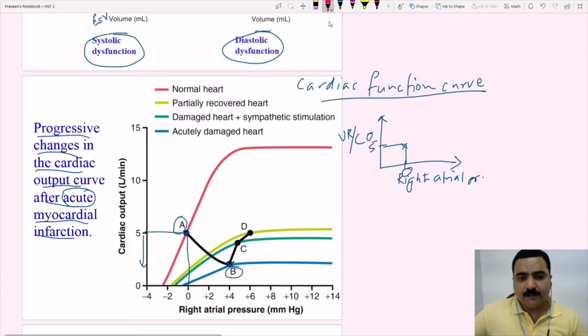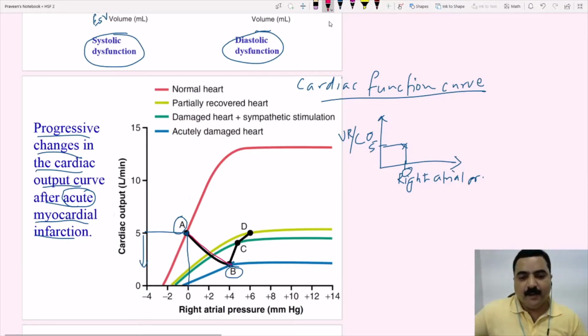Okay, the heart has failed and the cardiac output value has dropped. Okay, so when the cardiac output is dropping, what is happening to the right atrial pressure? That's important for you to understand. The right atrial pressure is going to increase because the heart has failed. The heart is unable to pump the blood out, but the blood is coming back and accumulating over there.